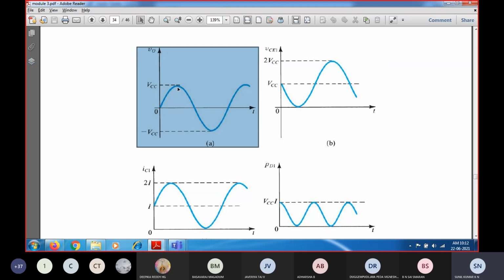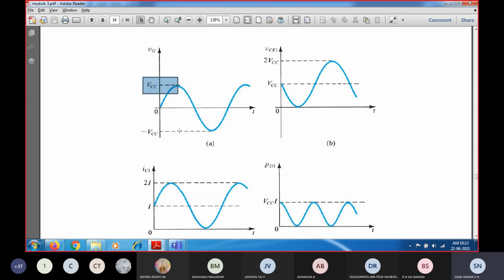So neglecting the VCE saturation, you can see the positive peak can reach up to plus VCC, and the negative voltage can reach up to minus VCC. So that we will be getting maximum output voltage starting from 0 to the maximum positive peak and negative peak. And then we have seen the collector to emitter voltage drop.